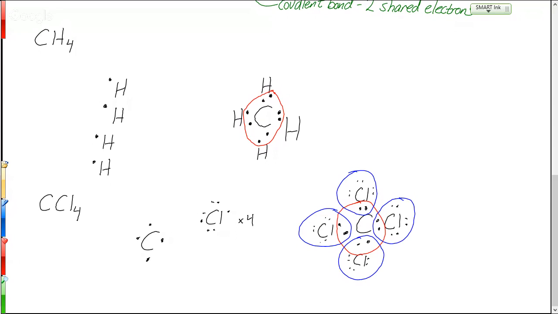Okay, so this is how we would build these things and decide how things go together. Now, normally we wouldn't leave them in that format. We would take those shared electrons and turn them into lines to indicate those covalent bonds. So the one up here, we would draw like this. And the one down here, we would draw like this. So the dots help us put it together, and then we would use the lines to show how it's connected more clearly.